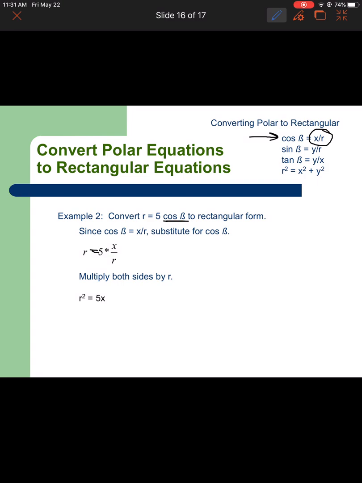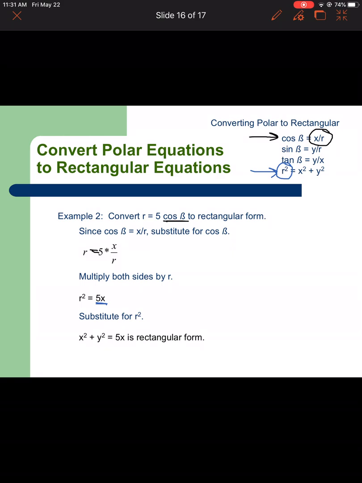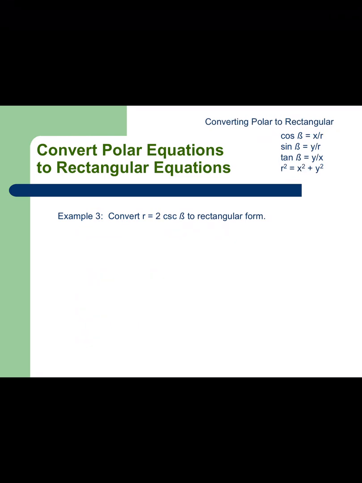Or r squared? Well, if I look at my conversion equations again, this bottom one right here turns an r squared into x squared plus y squared, right? So I'm going to do that. I'm going to substitute this 5x into this r squared right here, and then I will have the x squared plus y squared. So I get x squared plus y squared equals 5x, and that is the rectangular form. Don't have any r's, don't have any betas. We are good.